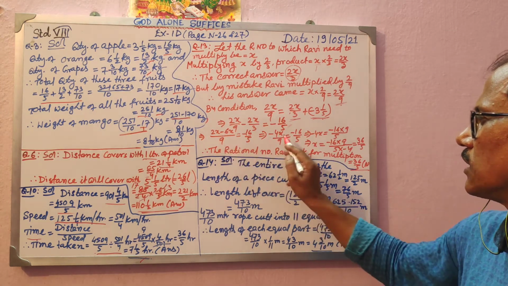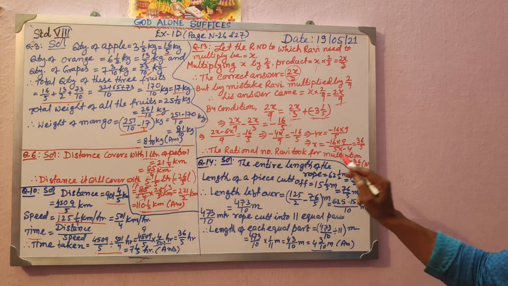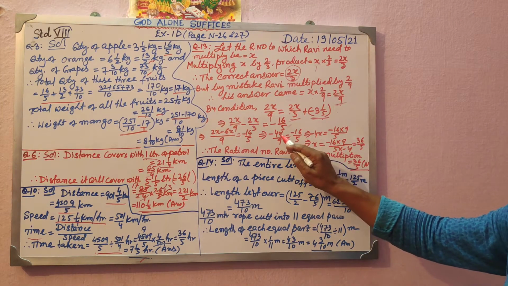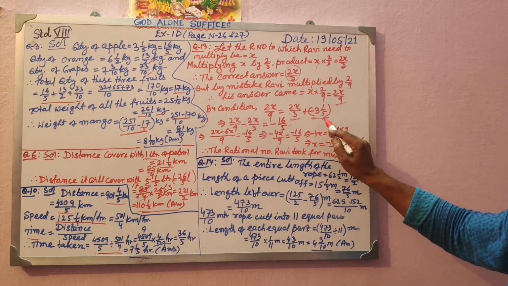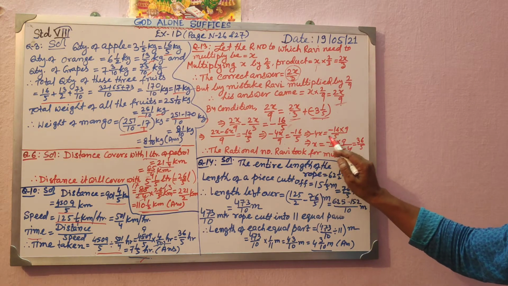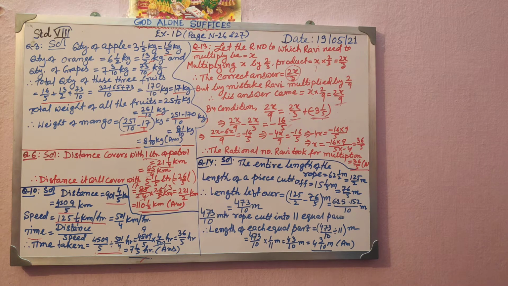See, this one is minus 4x by 9. This one is minus 16 by 5. So now what do you do? Minus 4x you keep it. The 9 goes to that side. So it is divided here, so it goes to multiply, cross multiplication. So minus 4x is minus 16 into 9 by 5, isn't it? I hope you have understood it.